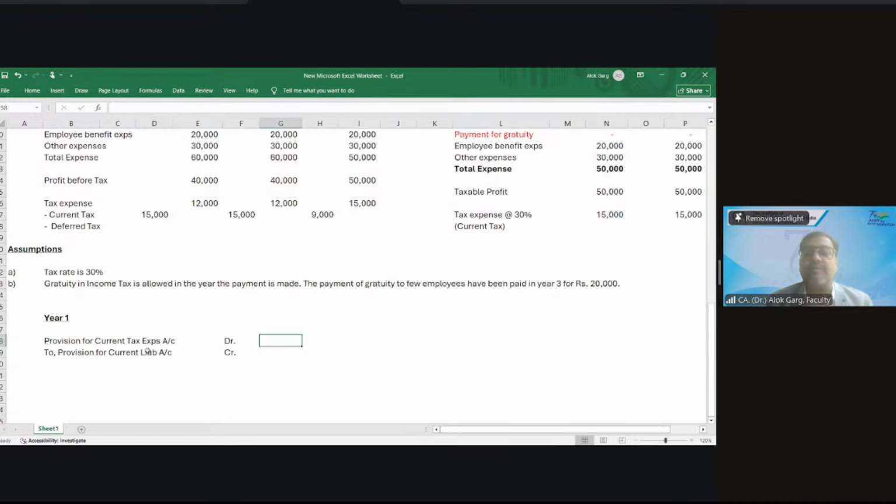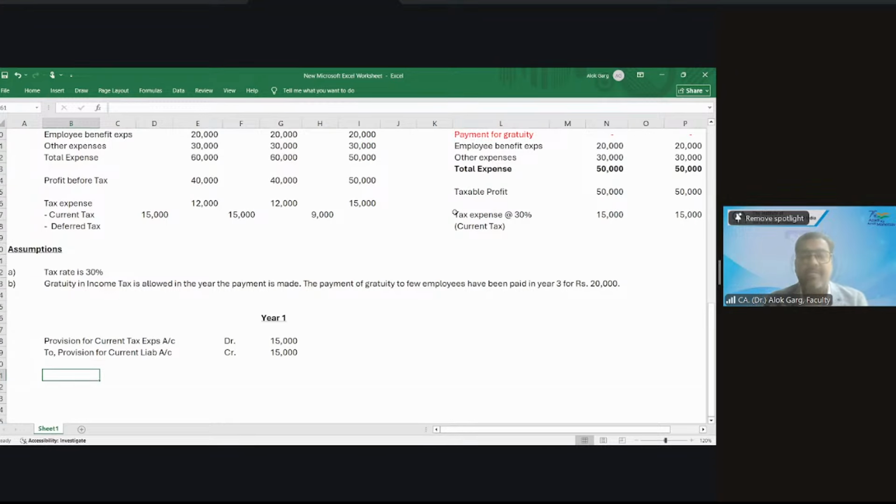What is the amount in year 1? Let me write this here. Year 1, the amount is 15,000. In year 1, you are paying 15,000 of tax, right? Yes, 15,000. Then what is the next entry? The next entry: you are paying 3,000 extra.